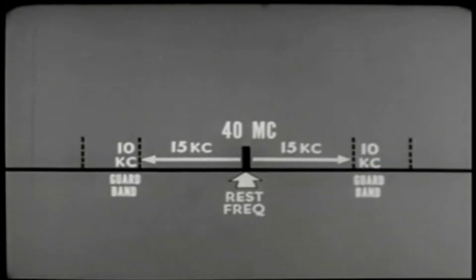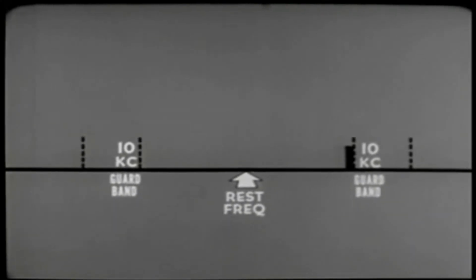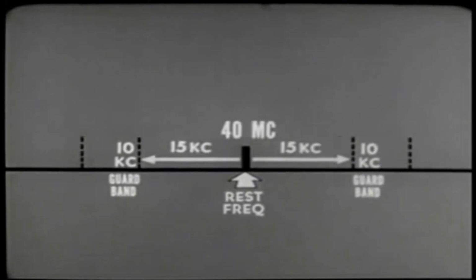In other words, it will need room on the spectrum to carry its frequency variations. A typical amount of room might be 15 kilocycles above rest and 15 kilocycles below rest. To avoid conflict with adjacent FM channels, 10 kilocycle guard bands are added on each end. This typical channel will allow the carrier a 15 kilocycle deviation above and below its rest frequency. Add to this the 10 kilocycles on each end for guard bands, and the total bandwidth is 50 kilocycles.